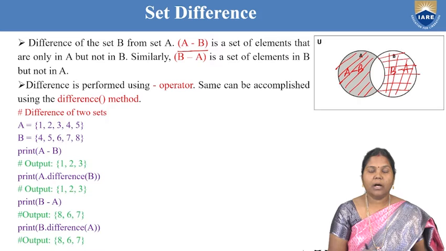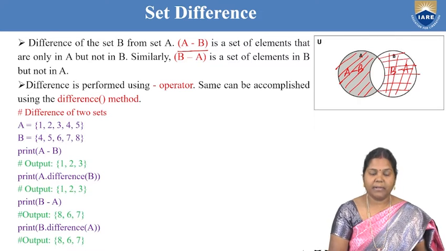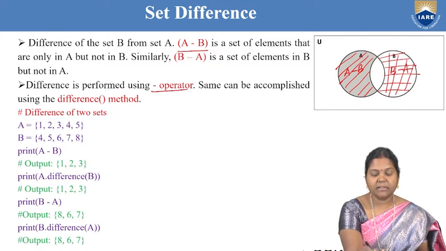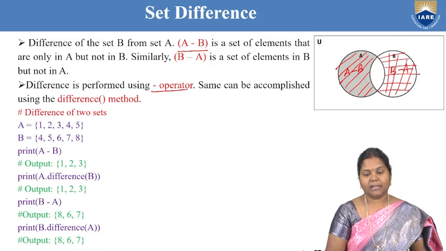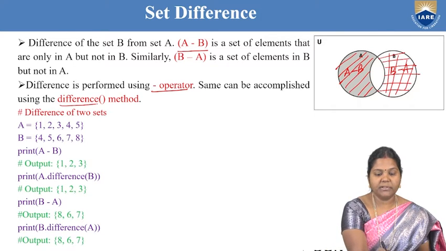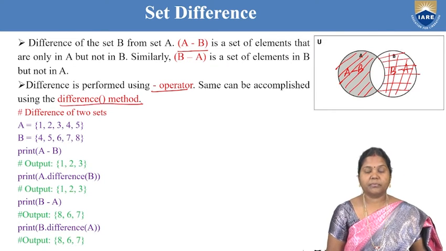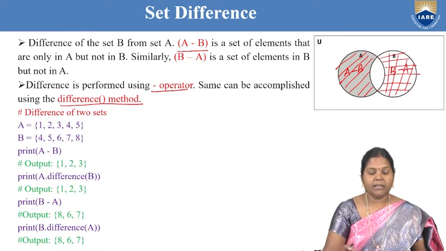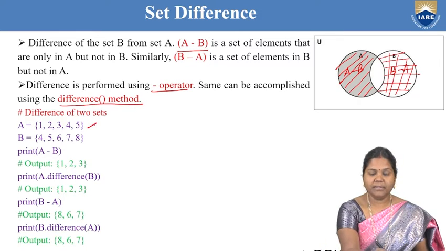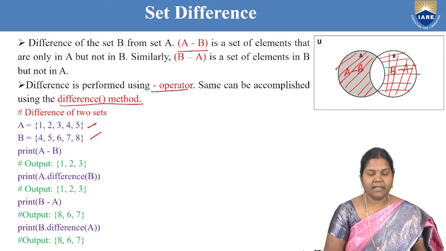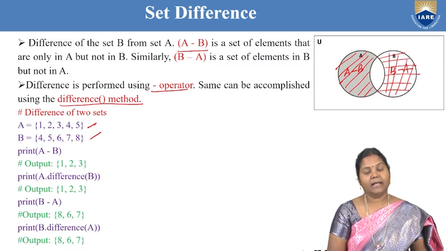Right? Now, how to perform difference in Python? To perform difference, you have the minus operator. Otherwise, we have the difference method also to perform this set difference. Okay. Now, let us understand through an example. Let us take two sets containing the elements. A contains 1, 2, 3, 4, 5. B contains 4, 5, 6, 7, 8.